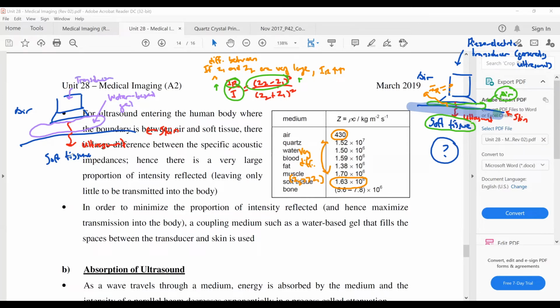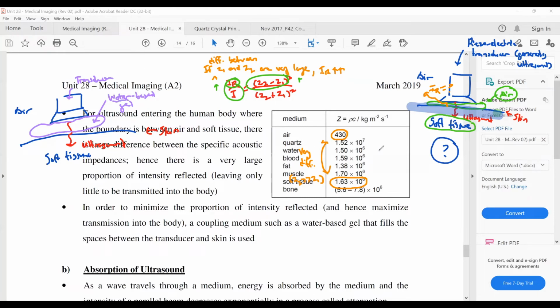and your soft tissue, there's no air in between because this one is something like liquid. It will fill up any gaps, so there won't be any air in between here. So you basically eliminated the layer of air here. So in that sense here, when your ultrasound travels, the medium that you're considering is only between the water-based gel and the soft tissue. This one will be your two mediums here. So now you consider water-based gel and soft tissue.